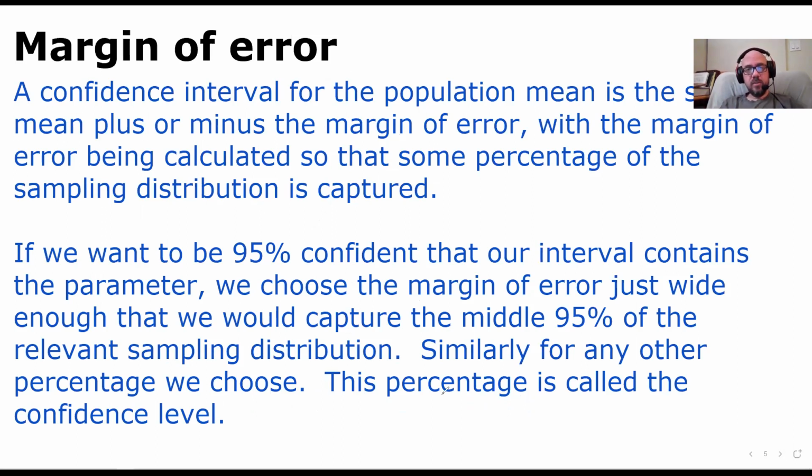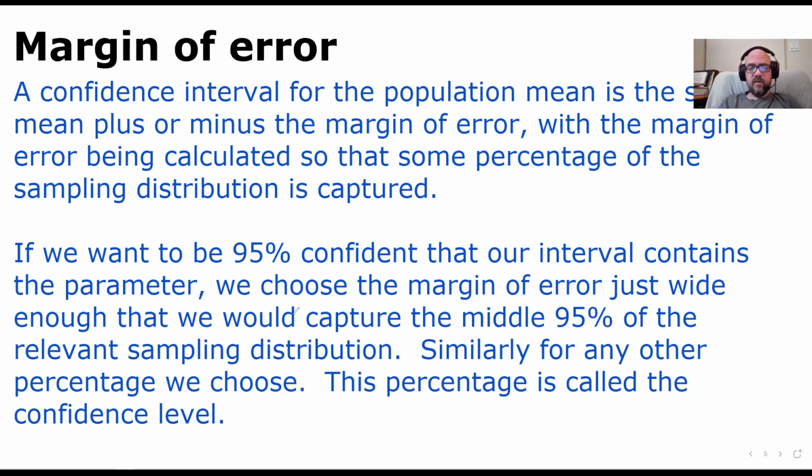Okay, so margin of error. This is roughly a rehash of the thing I just said. So the confidence interval for the population mean is going to be our sample mean plus or minus our margin of error, with the margin of error being calculated so that we are capturing some percentage of the sampling distribution. I've been saying 95%, but it could be anything. We could do an 80% confidence interval or a 99.5% confidence interval or whatever number we want by using the inverse norm or inverse t functions to figure out how many standard errors we have to go.